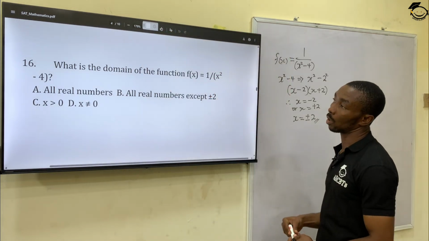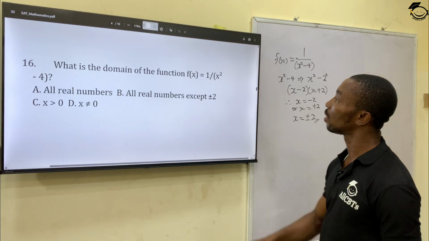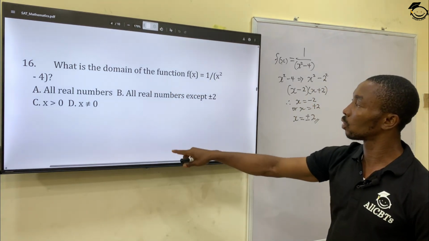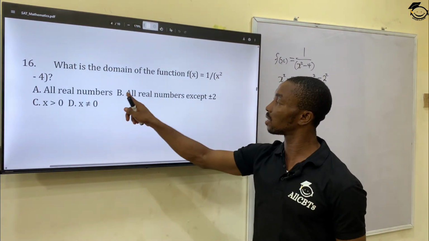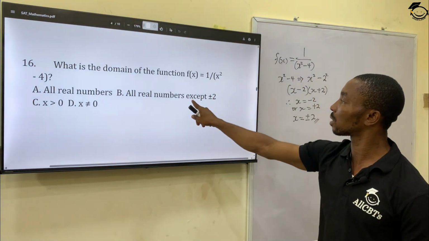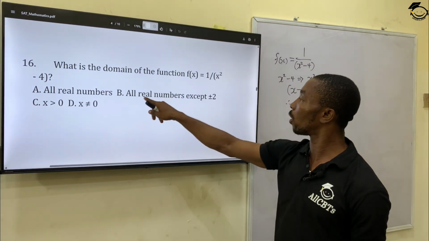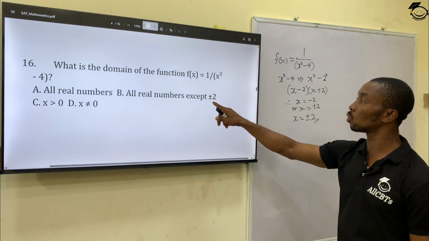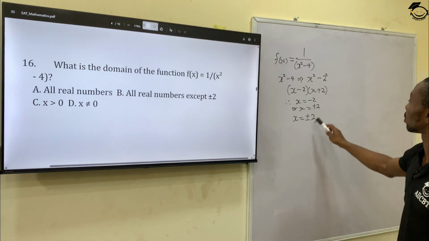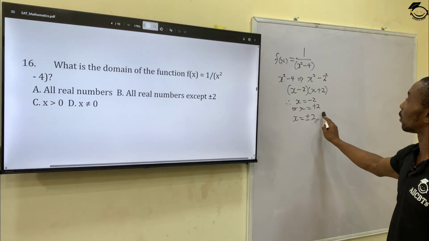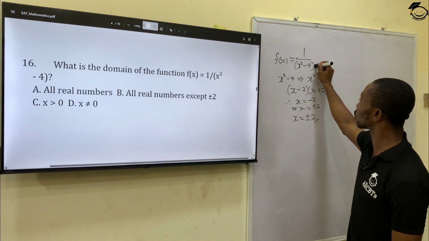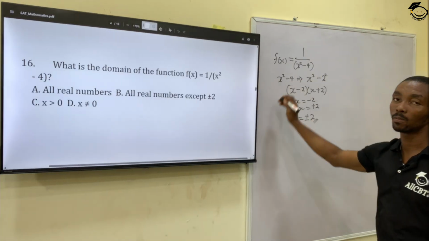All right, now to our question, it says what is the domain of this function? So the domain of this function will be all real numbers except for x equals plus 2 and minus 2. Why? Because x equals plus or minus 2 will make this function undefined.